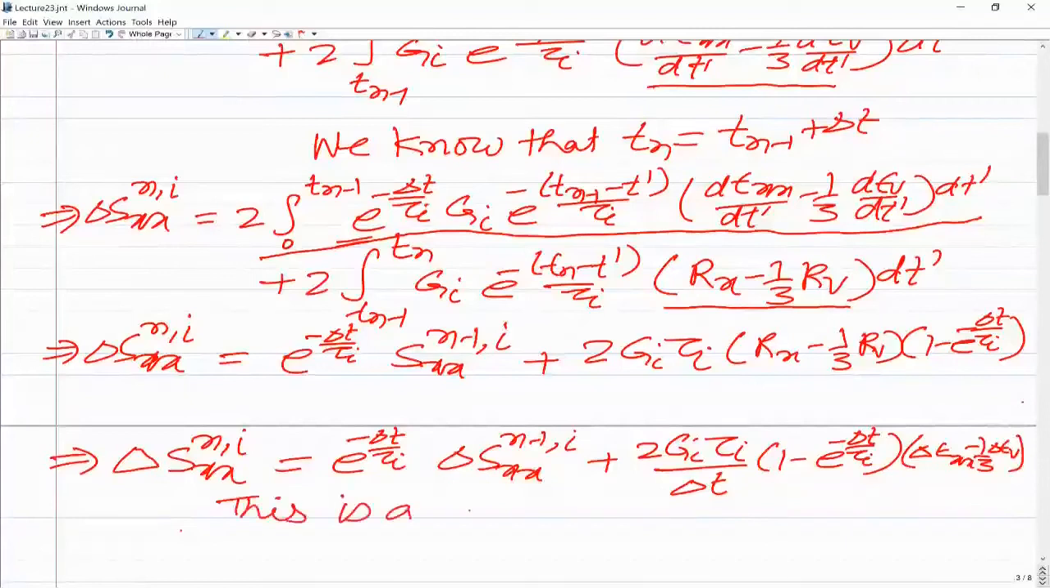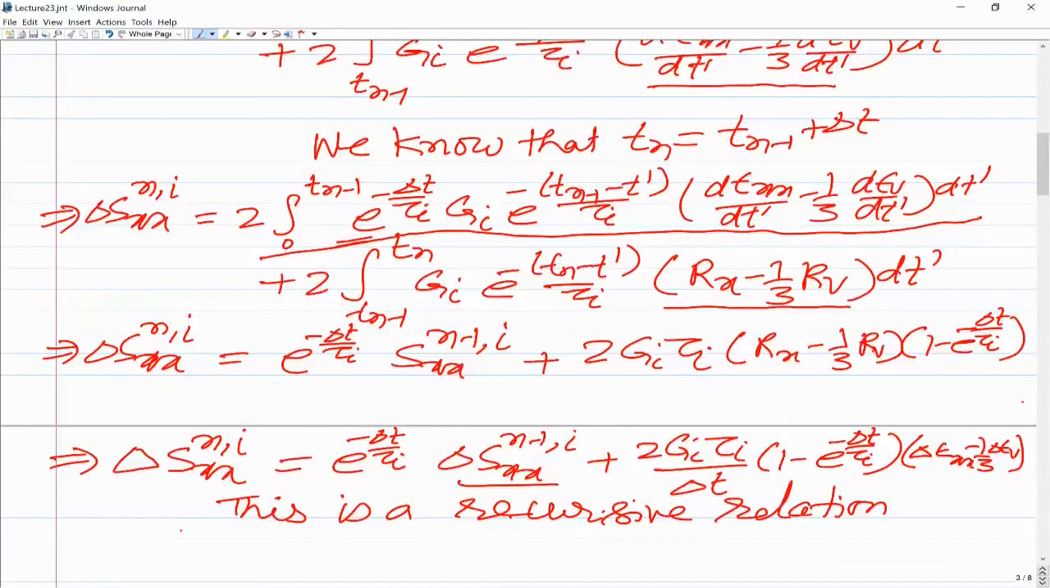This is a recursive relation. So now you don't have to store for all time steps. You have to just store this value for the previous time step. Of course, this you have to do for all the i's. So depending on what capital N you are choosing, that many values, and for all the components of stress. So same thing you can do for the sigma yy, sigma zz.